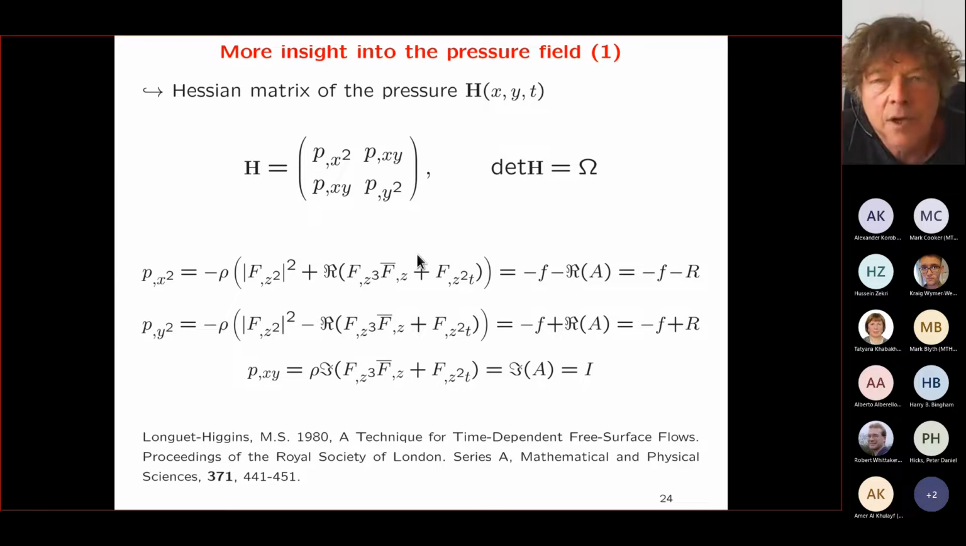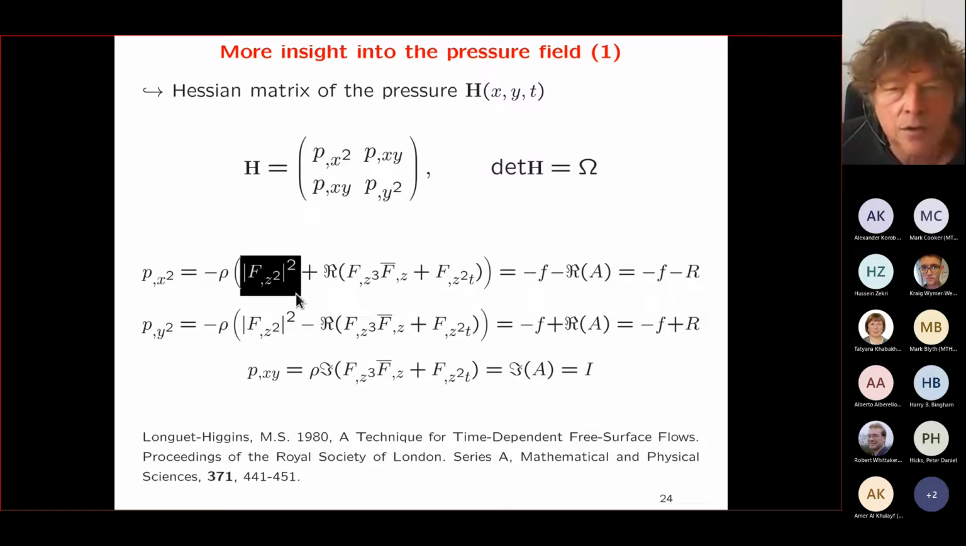The Hessian matrix is made of the second derivatives of the pressure. It's a symmetric matrix, and its determinant gives you the Gaussian curvature. We can calculate each term of this matrix easily, knowing the velocity complex potential of the flow, because their derivatives in space and time are easily obtained. You can note, using this notation, that the small f corresponds to this quantity, and it's always positive. All these quantities, again, can be found in the paper by Longuet-Higgins.